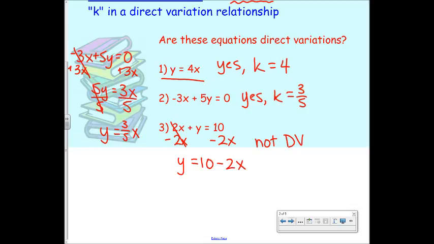So to be in a direct variation relationship, that means you're only multiplying by x. If you have to do anything else, then it's not direct variation. So here you have to do something besides just multiplying by x, therefore it's not direct variation.